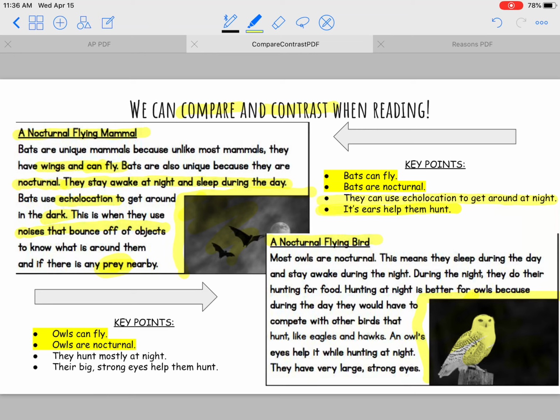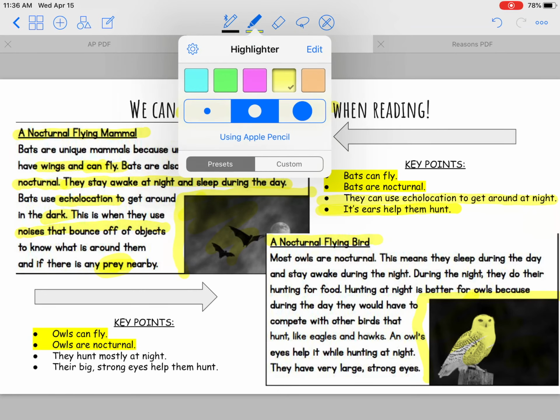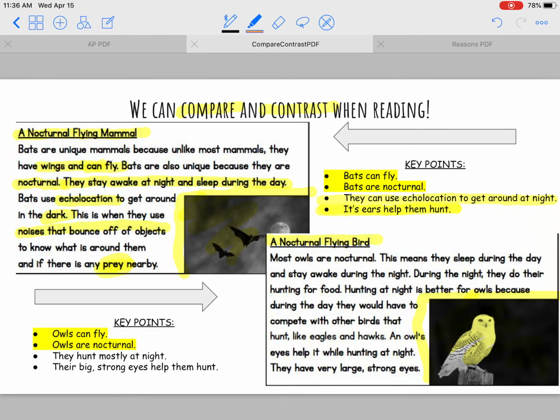All right, so let's look at article number 2, and then we will do some comparing and contrasting. So on article number 2, it says most owls are nocturnal. This means that they sleep during the day and stay awake during the night. During the night, they do their hunting for food. Hunting at night is better for owls because during the day they would have to compete with other birds that hunt, like eagles and hawks. An owl's eyes help it while hunting at night. They have very large and strong eyes.